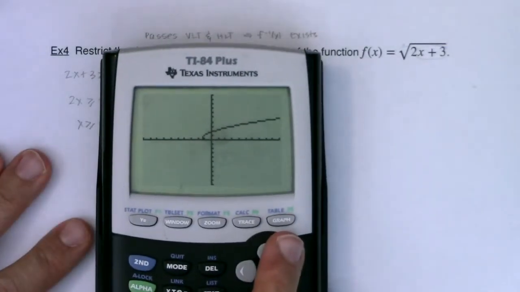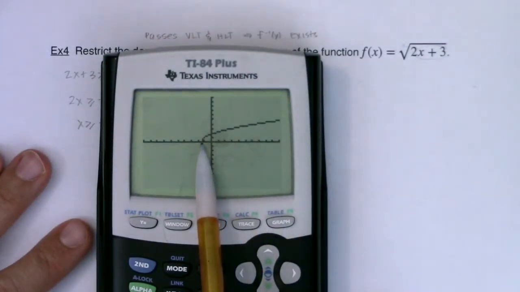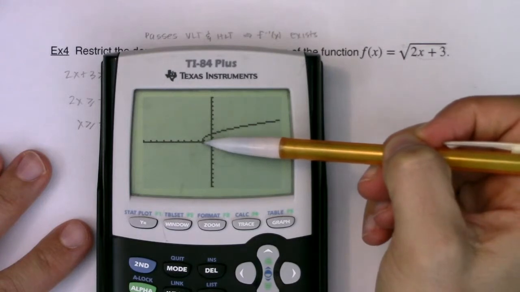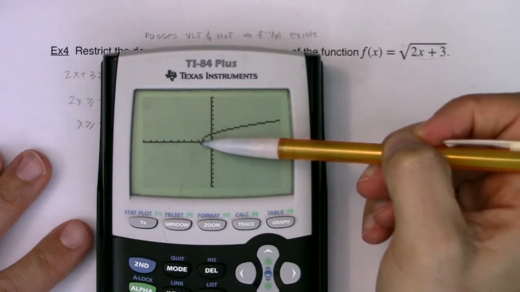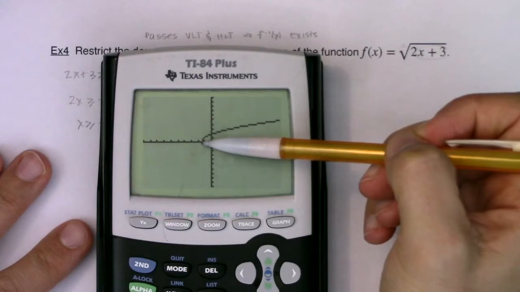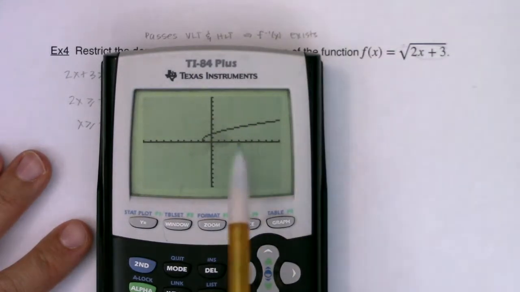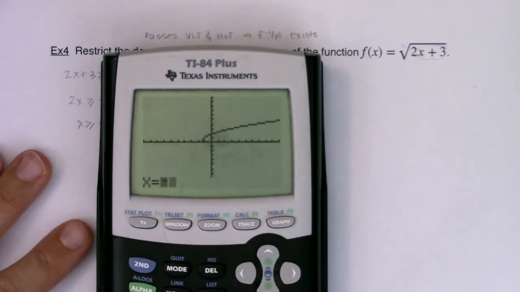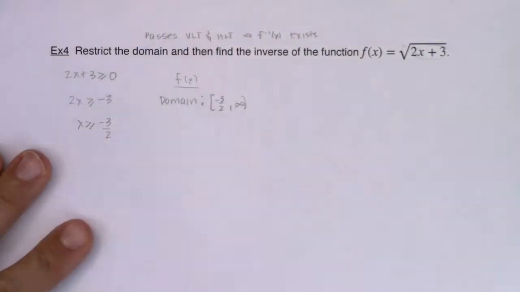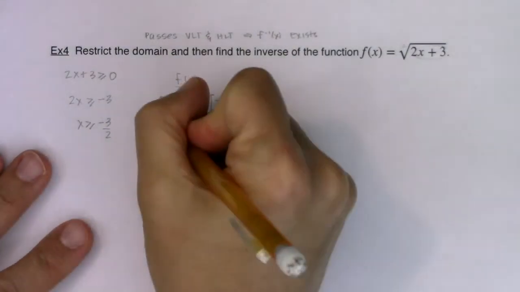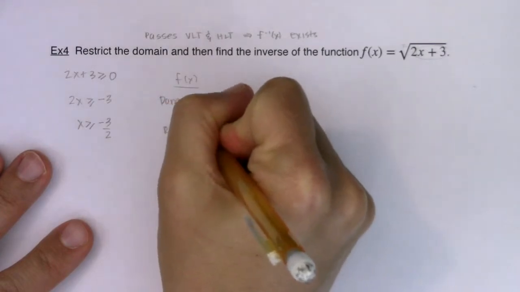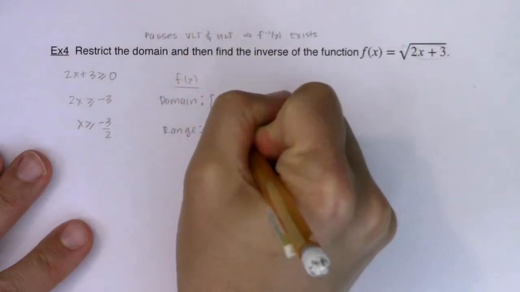And I saw that happening in my graph. Right, it looks like I'm starting at -1.5 or -3/2, and you can see my function goes all the way to the right. And then I can also see the range here. It's starting down here at, I'm guessing not the origin, but at y equaling 0. I'll check that in a moment. And then it goes all the way up. So let me plug in -3/2 and just verify that that y value is 0. And it is. So my range is going to be 0 to infinity.